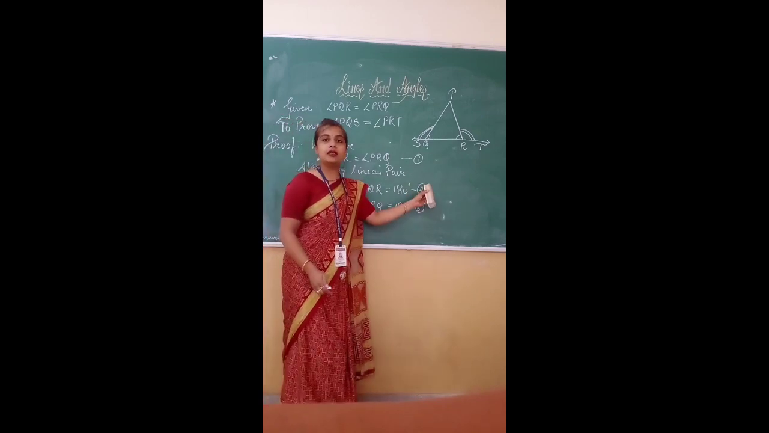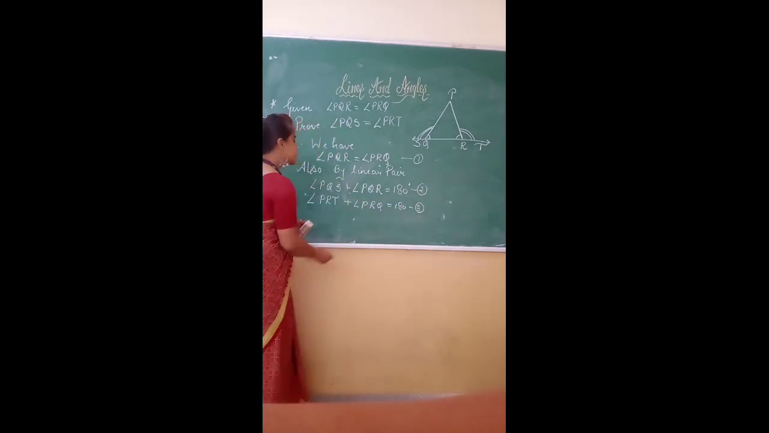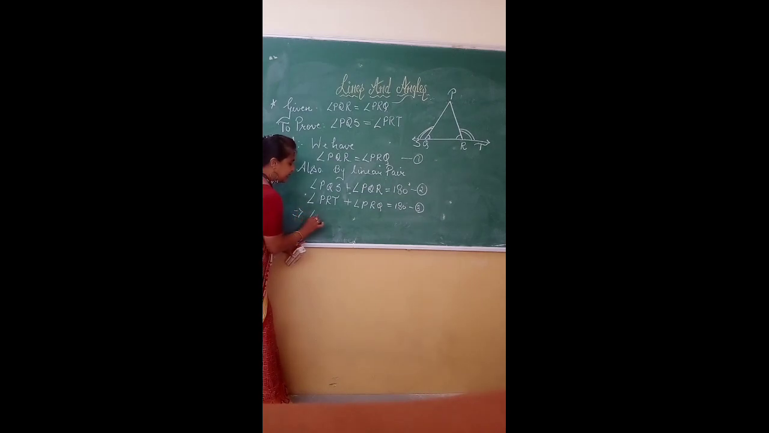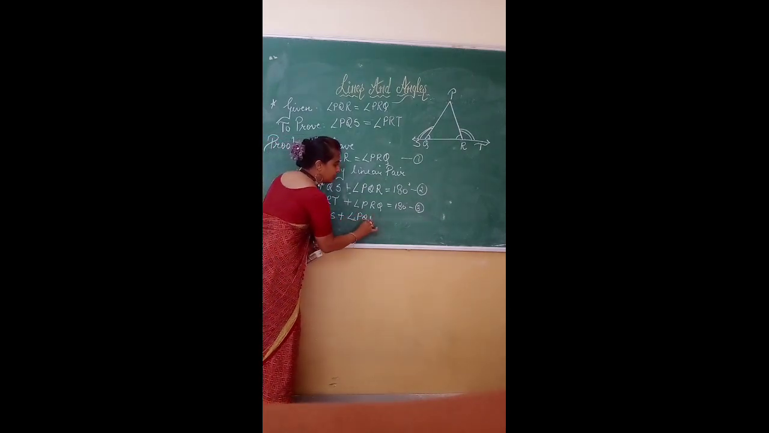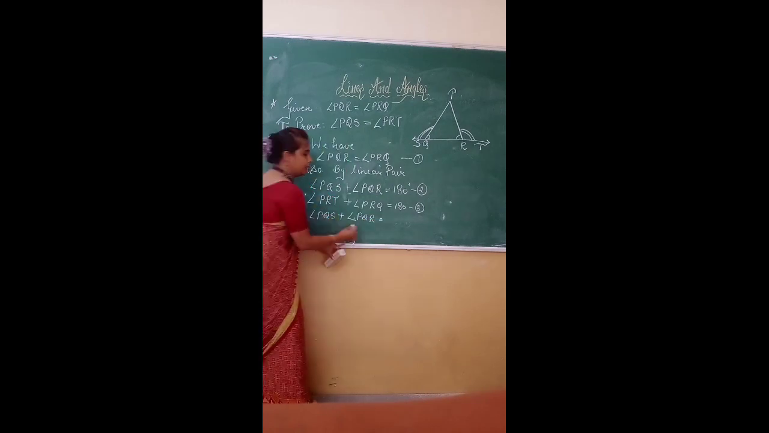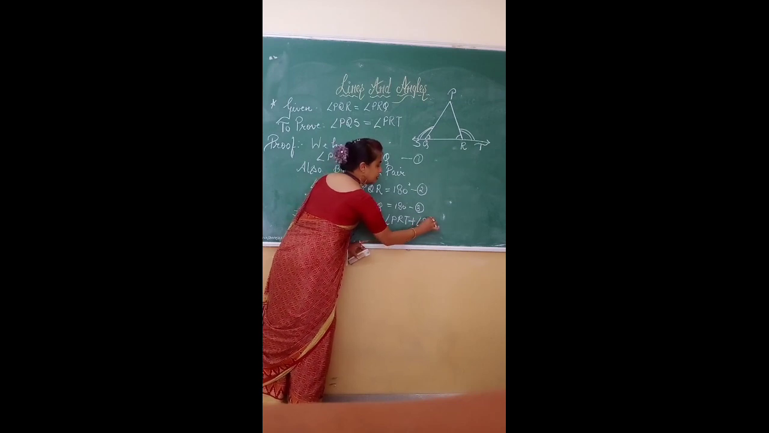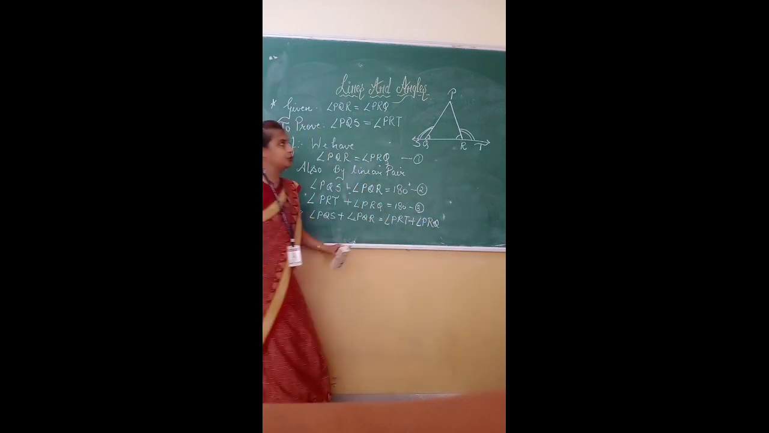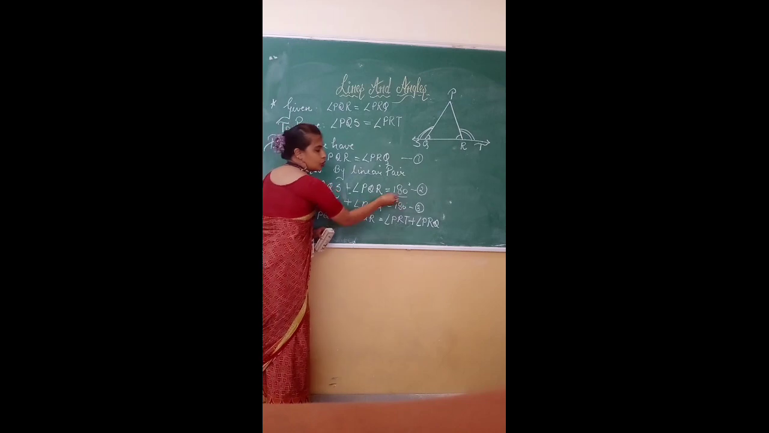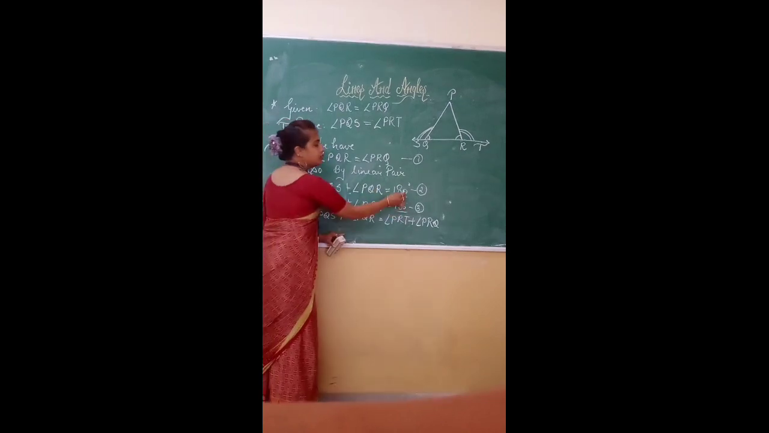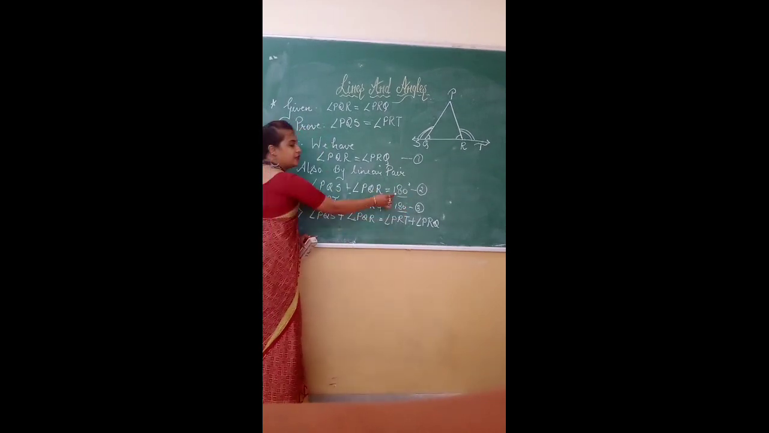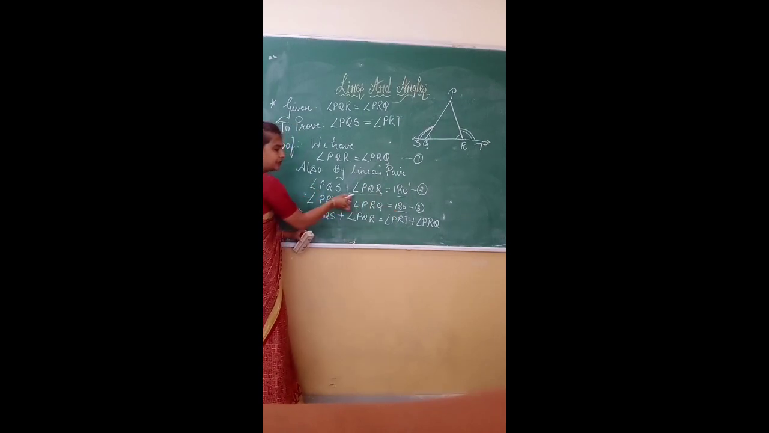So from equations 2 and 3, we can see that angle PQS plus angle PQR is equal to angle PRT plus angle PRQ. We can say this because both the right hand sides are equal, that is, equal to 180 degrees. If the right hand sides are equal, then the left hand side, that is the sum of these two, will be equal to the sum of these two.